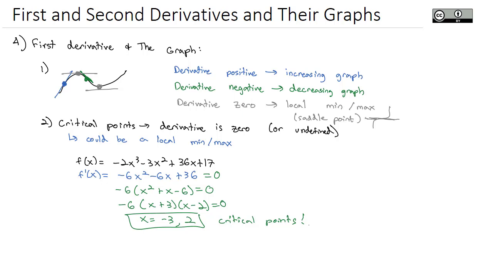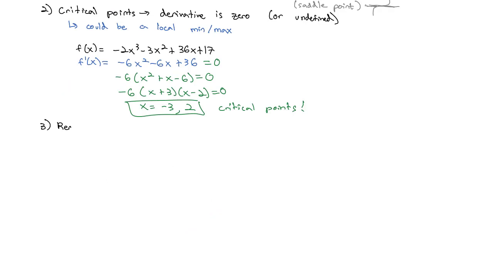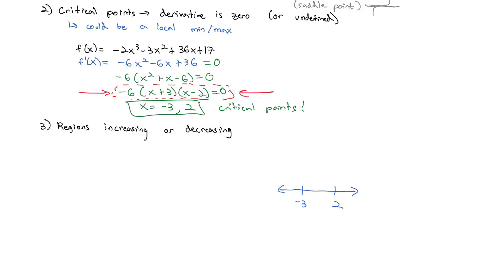So how do we decide if it's a minimum or maximum? We need to know whether these regions are increasing or decreasing. To help us see where it's increasing and decreasing, we're going to make a little number line here with the critical points of negative 3 and 2 on it. And then we're going to decide if the derivative is positive or negative to the left, in the middle, and to the right. We're going to take this factored form of the derivative, the negative 6 times x plus 3 times x minus 2 equals 0.